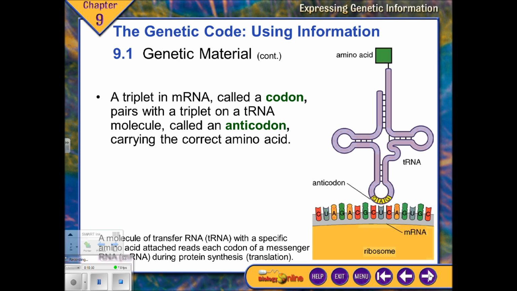Now there's one other big difference. RNA does not have T's. RNA does not have thymine. In place of thymine, it has a different one called uracil. Better get that down somewhere. Uracil.